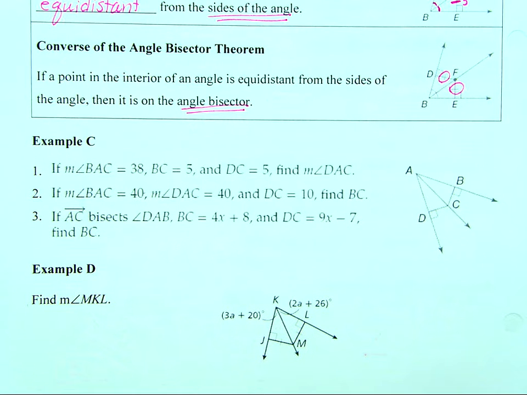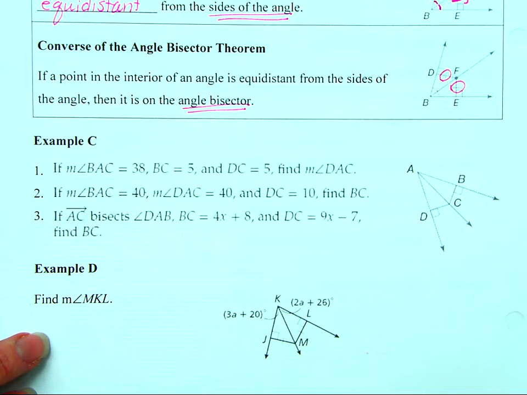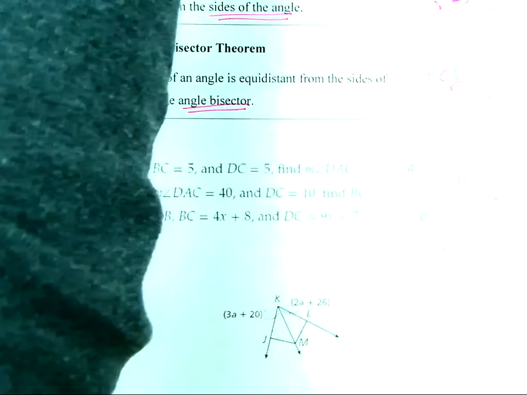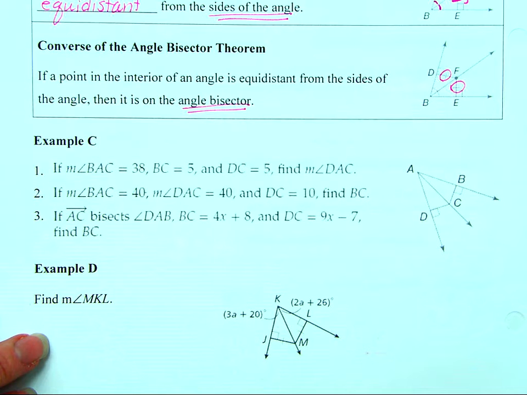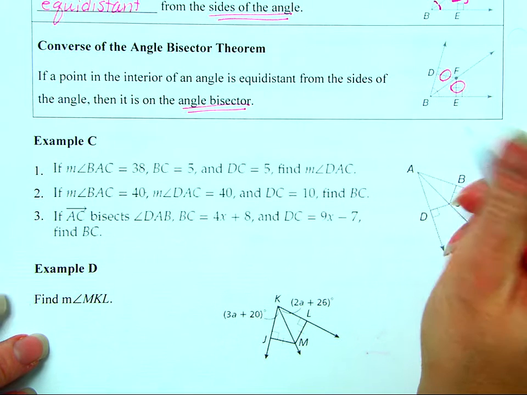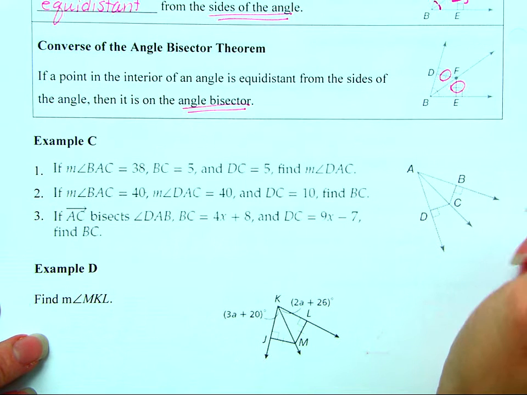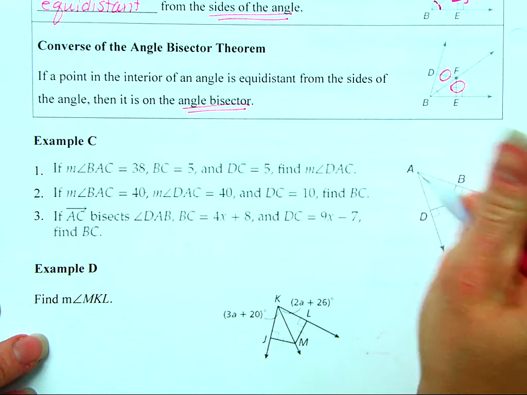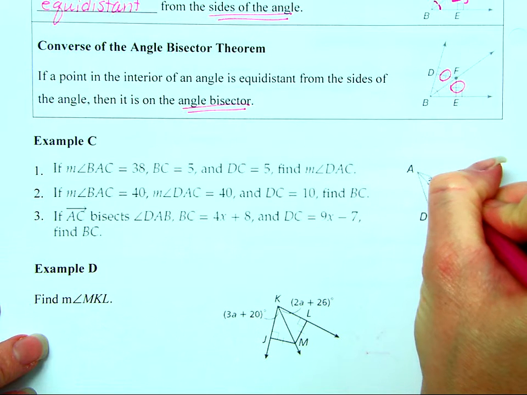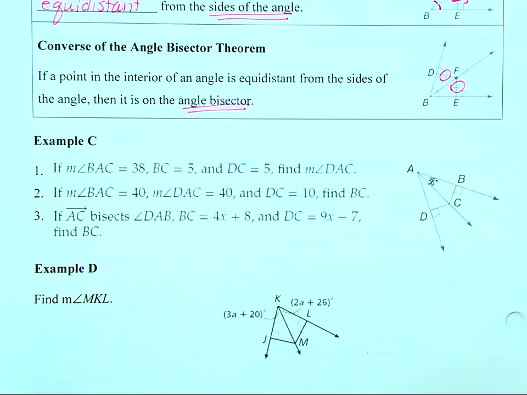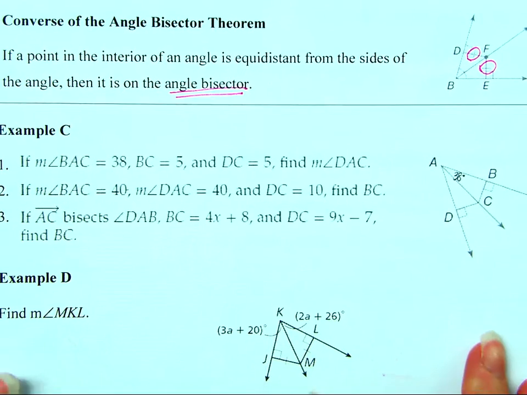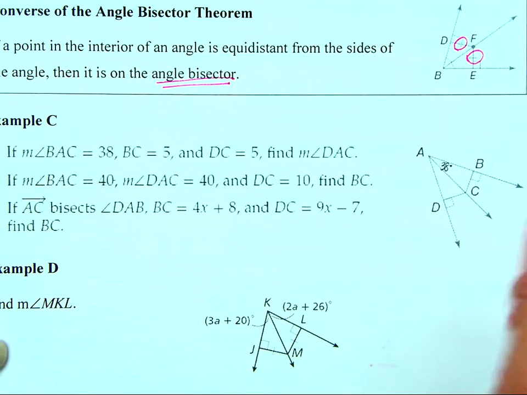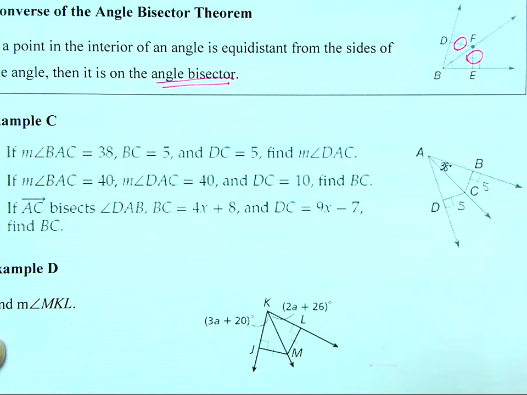Let's take a look at example C. Example C tells me that the measure of angle BAC is 38 degrees, BC equals 5, and DC equals 5. Now in a question like this, I'm going to label with pencil because we're going to end up changing these numbers as we go through. Angle BAC is 38 degrees. Hopefully you can see this. And BC is 5 and DC is 5. So this is telling me those segments there.